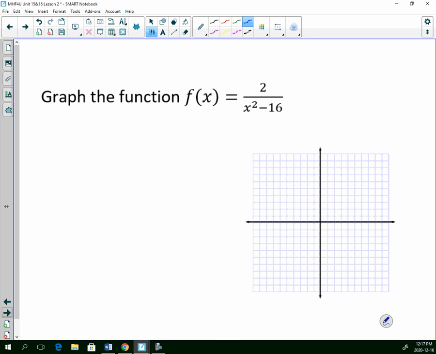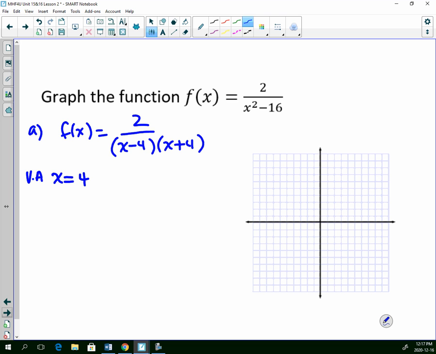So this one, we want to factor the denominator so that we can determine the vertical asymptote. So again, it has 2. So vertical asymptotes. Remember that you have to have a variable. These are lines. So we have vertical asymptotes at x equals 4. So I'll draw that on. And x equals -4.